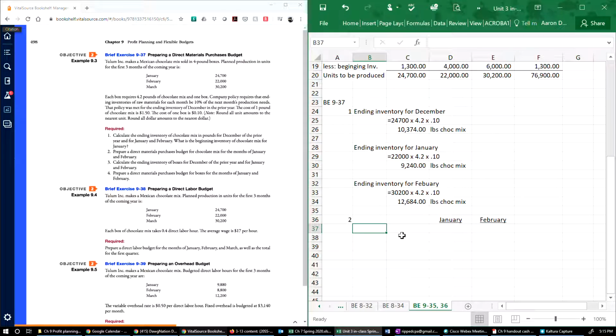Okay, so we'll start with production in units, which is the bottom line from the production budget. And it only asks for January and February, so that's what we'll do. Chocolate mix per unit, so pounds per unit, 4.2. All right, and that's from the problem.